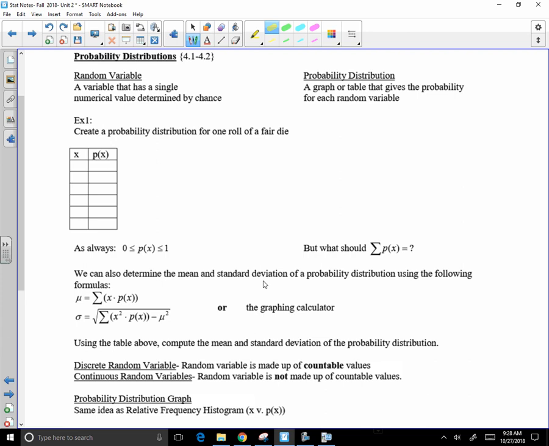All right? Very calculator dependent, unless, I mean, it is possible that you look at these formulas and say, yeah, oh, those look great. I want to use those often. So we will use a calculator. We're looking for a probability distribution for one roll of a fair die. So the outcomes would be 1, 2, 3, 4, 5, and 6. And again, the fair die would be a 6-sided number cube.